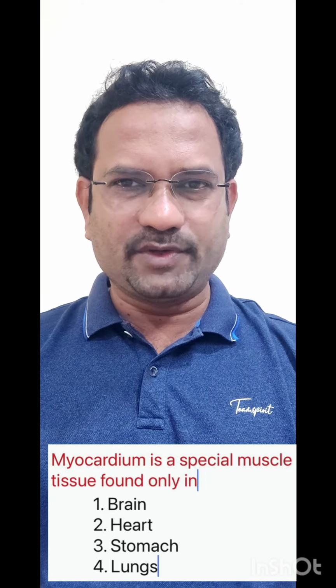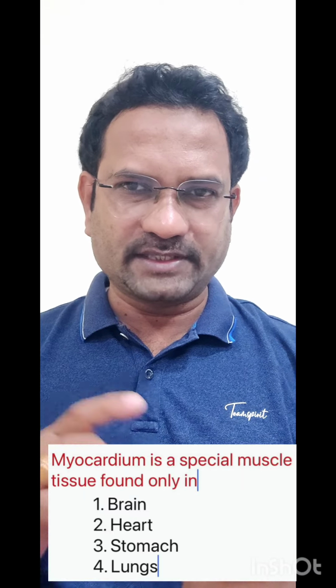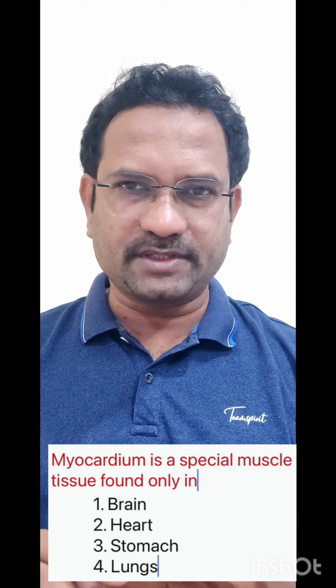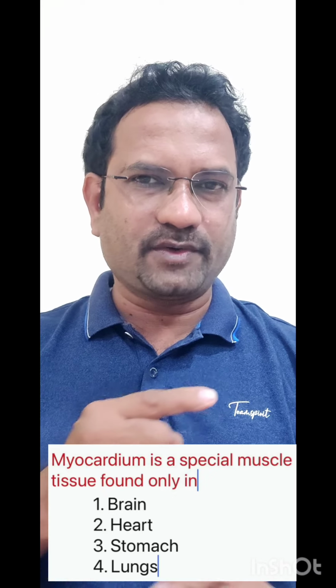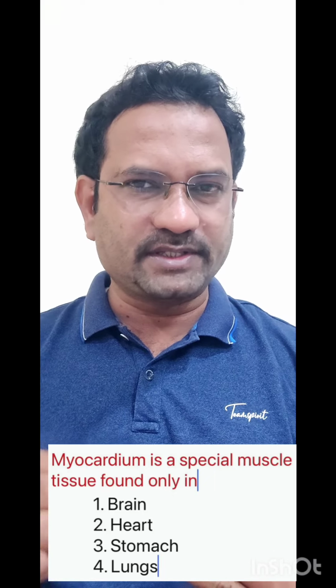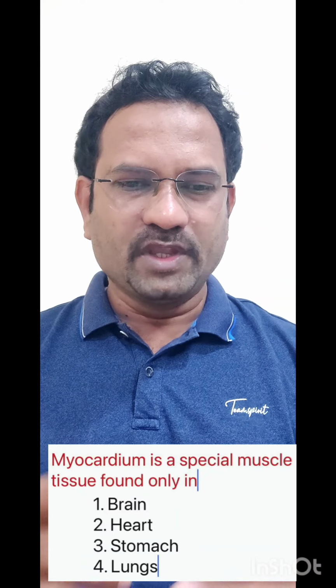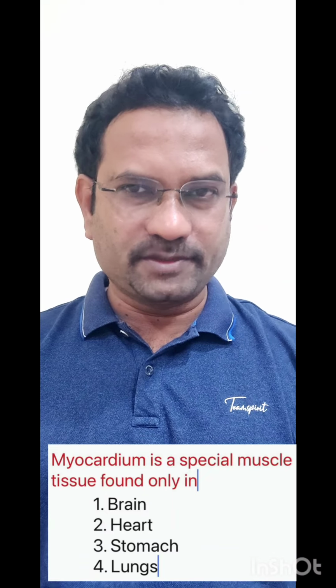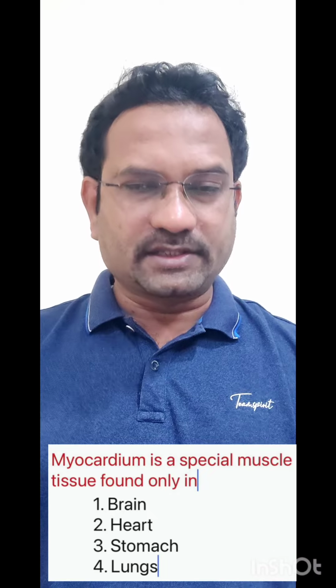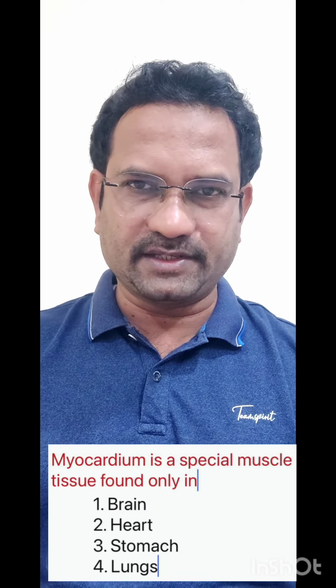This is relatively an easy question, but understand this one. We have 3 different types of muscles: skeletal muscle, smooth muscle and cardiac muscle. Skeletal muscle is the muscle which surrounds our skeletal bones. Smooth muscle is present in our internal organs as well as intestine. Cardiac muscle is present in the heart. So the question myocardium, myo means muscle, cardia means heart. That special muscle is present only in heart. Option 2 is the right answer.